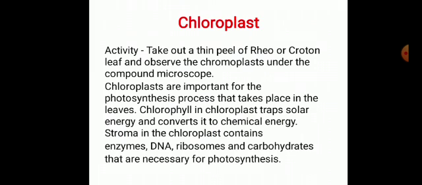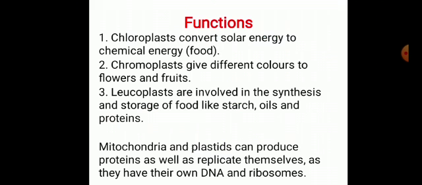We have discussed the structure of chloroplast. Here is an activity given. Take out a thin peel of Rhoeo or croton leaf and observe the chromoplast under the compound microscope. Chloroplasts are important for the photosynthesis process that takes place in the leaves. Chlorophyll in chloroplast traps solar energy and converts it to chemical energy. Stroma in the chloroplast contains enzymes, DNA, ribosomes, and carbohydrate that are all necessary for photosynthesis. Mitochondria and plastids can produce proteins as well as replicate themselves as they have their own DNA and ribosomes.